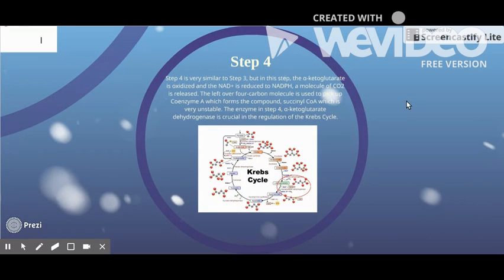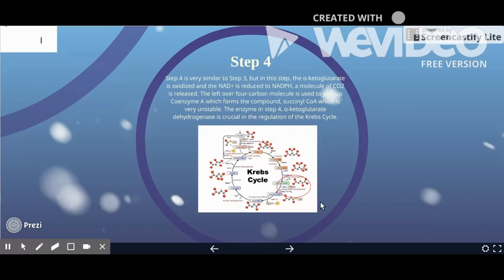Step 4 is very similar to step 3, but in this step, the alpha-ketoglutarate is oxidized and the NAD+ is reduced to NADH. A molecule of CO2 is released. The leftover 4-carbon molecule is used to pick up coenzyme A, which forms the compound succinyl-CoA, which is very unstable. The enzyme in step 4, alpha-ketoglutarate dehydrogenase, is crucial in the regulation of the Krebs cycle.